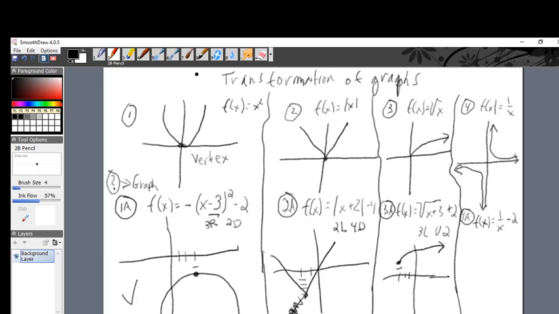Finally, we get to the last one, 4A. What family is it in? Reciprocal family. It's going to basically look like this. There's nothing telling me about going right or left, but there is something over here that tells me to go 2 down. Take it literally. The second one on the right-hand side, we take literally. So that's going down. 2 down.